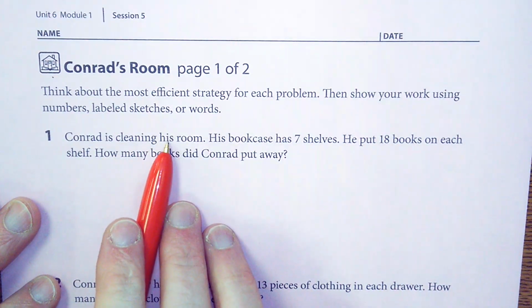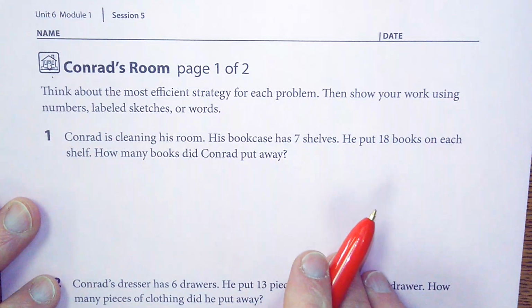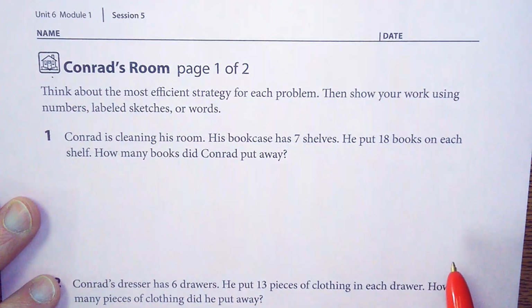Conrad is cleaning his room. His bookcase has 7 shelves. He put 18 books on each shelf. How many books did Conrad put away?